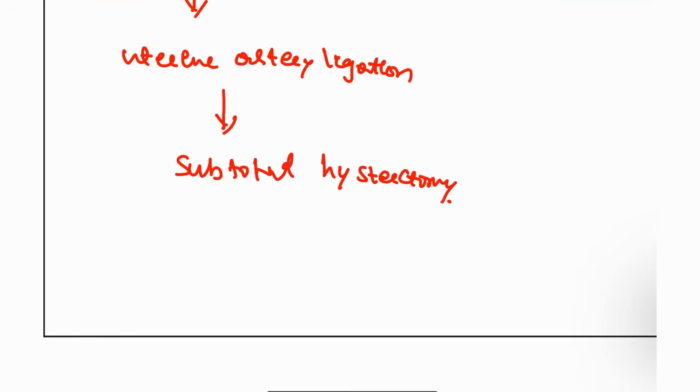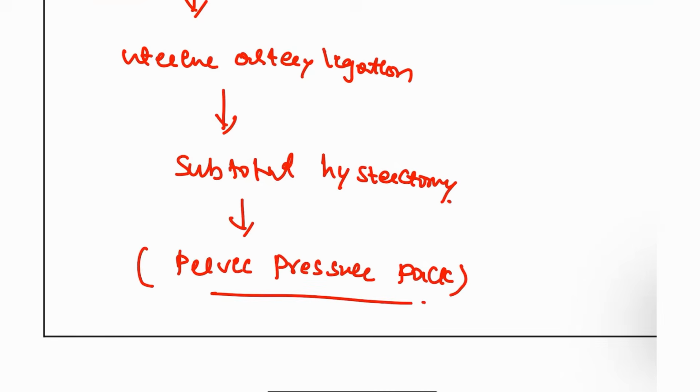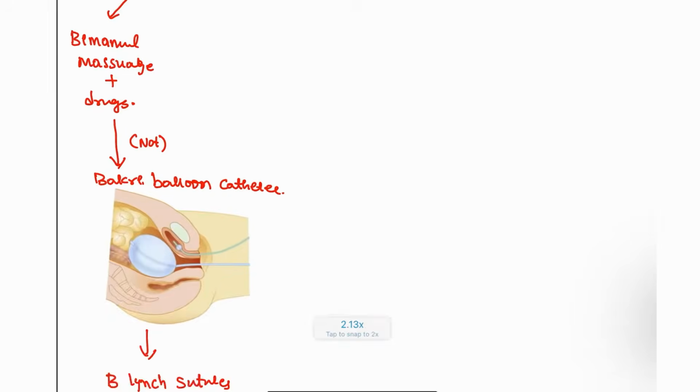If it is still not controlled, then we have to go for the complete pelvic pressure pack, or the parachute or umbrella pack will be done. This is the protocol that we follow for uterine atony.